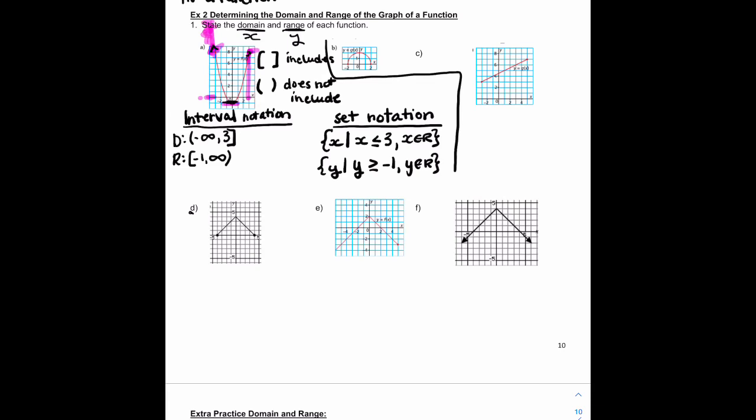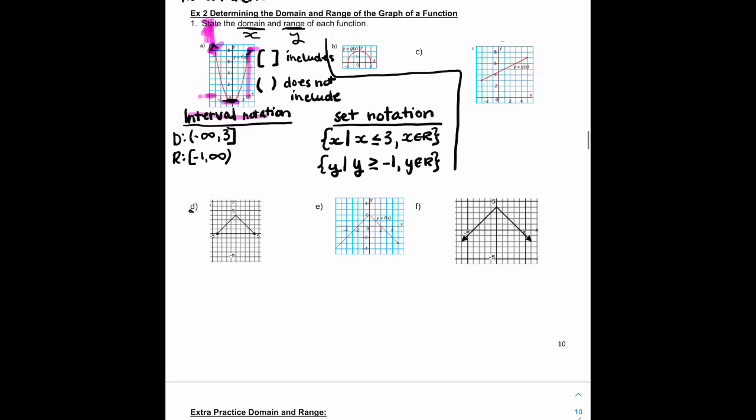So that is interval notation using brackets, and set notation still using brackets, but just curly brackets, a little bit fancier. All right, let's try C. For C, I'm going to do interval notation first.